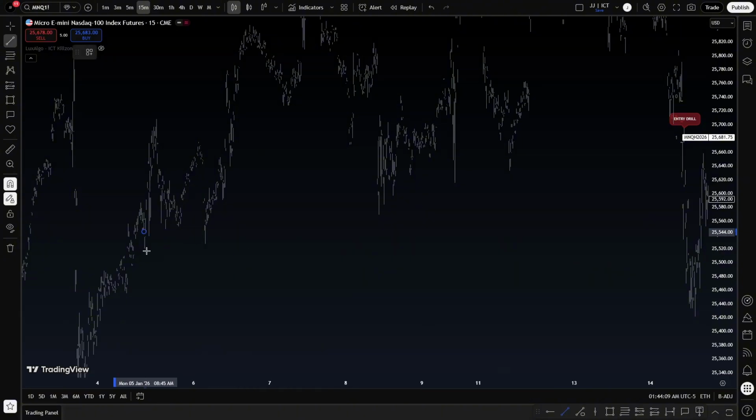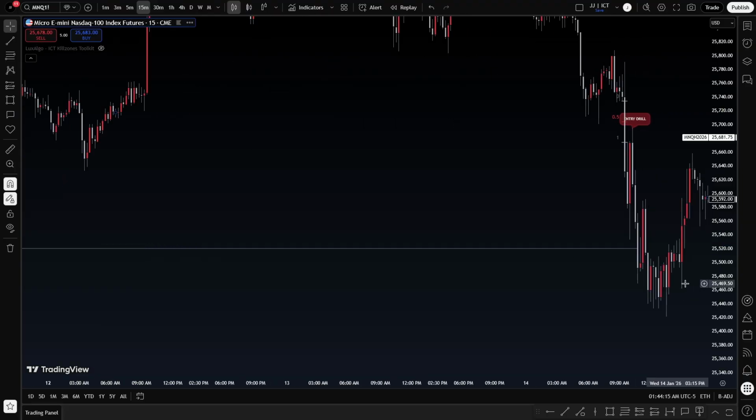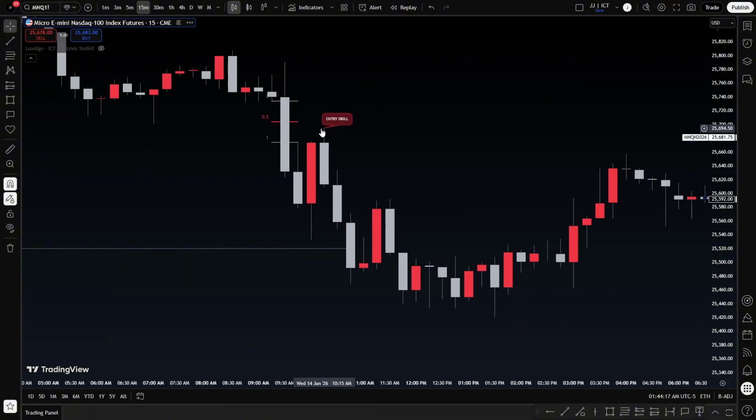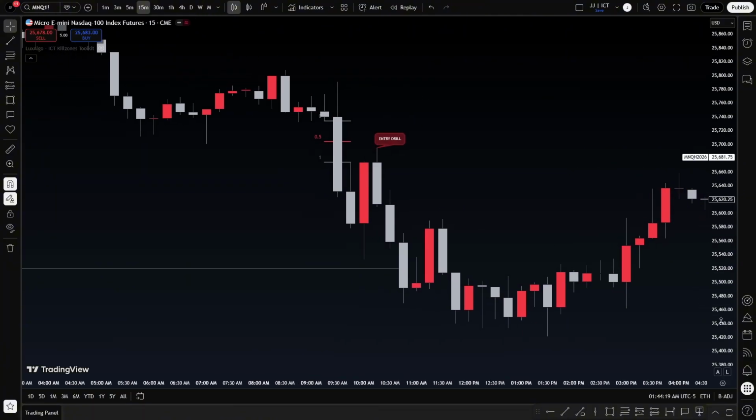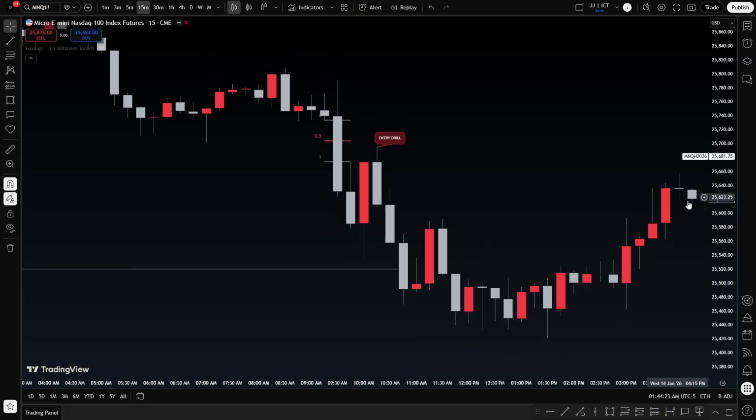You see these equal lows right here? If I can even mark it, hold on. See that? That's what it sought. Entry drill, drop down into sell side liquidity. Amazing, isn't it? Honestly, this is a very, very simple concept.